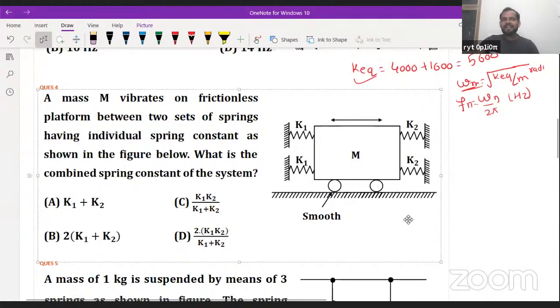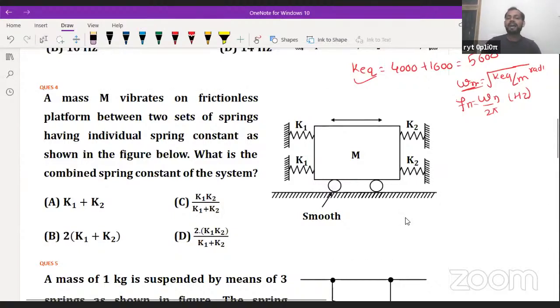So Prashant is saying that the answer is option B, and Akshat is saying the answer is option B. Kathy is saying option B. So exactly here, as you can see, if you give the x displacement to this system, but Taizim is saying it is K1 plus K2. It is not K1 plus K2.